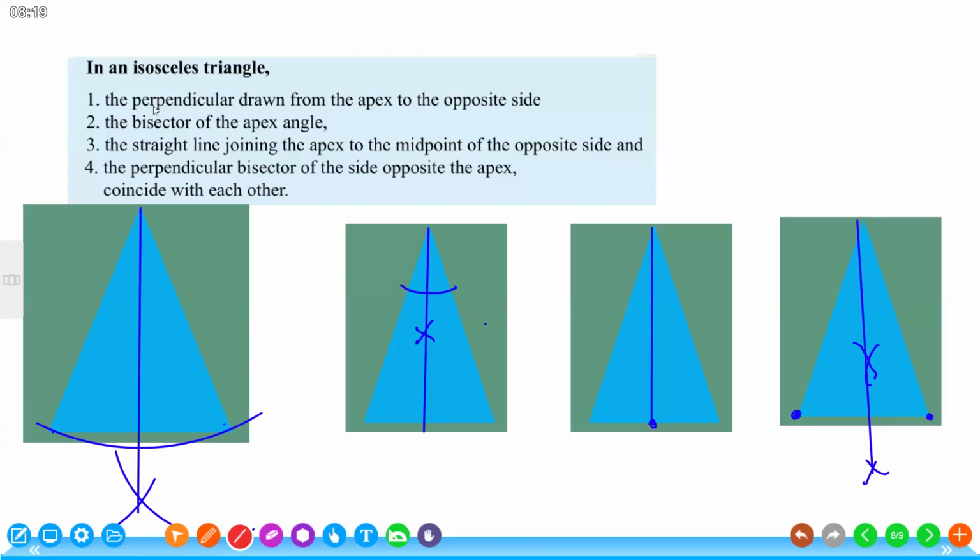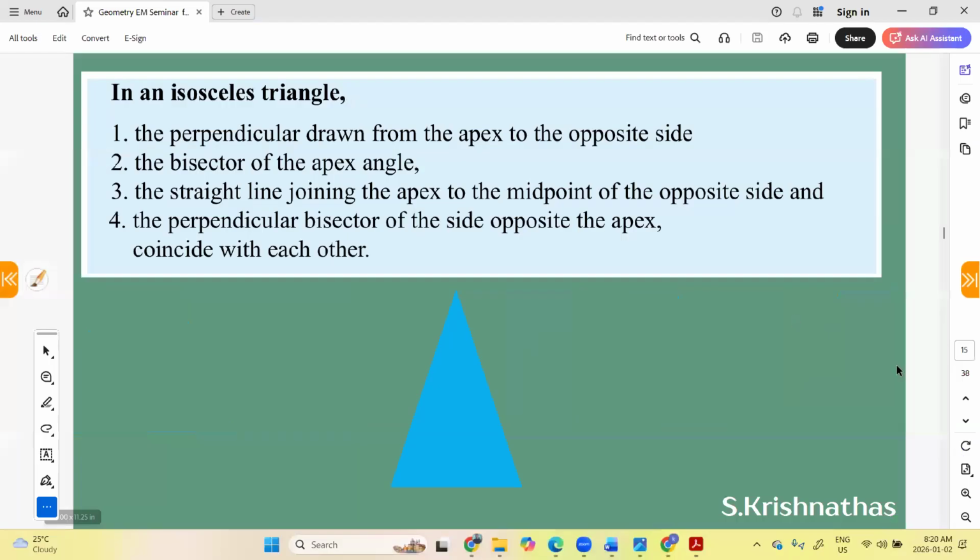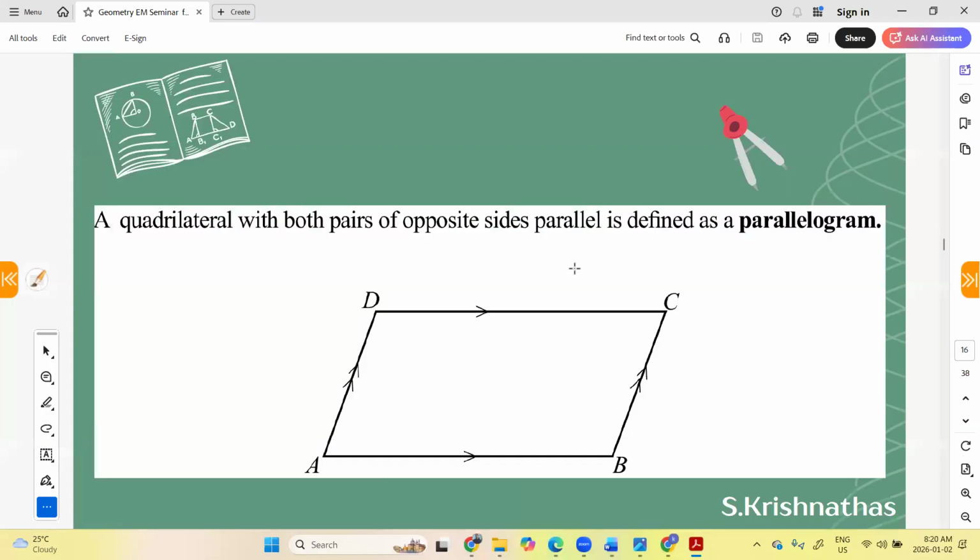So here, in an isosceles triangle, the perpendicular drawn from the apex to the opposite side, the bisector of the apex angle, the straight line joining the apex to the midpoint of the opposite side, and the perpendicular bisector of the side opposite to the apex are the same. All are the same. This is a very important conclusion.